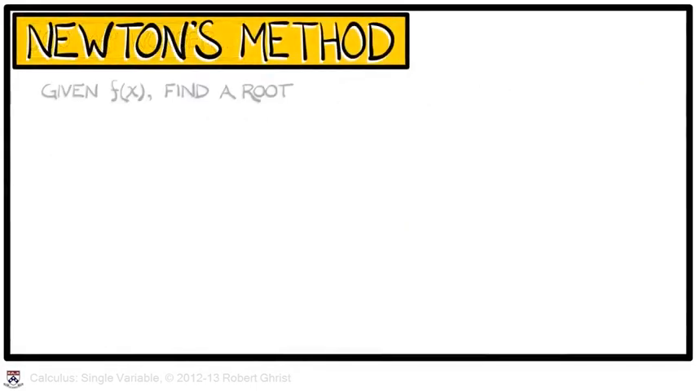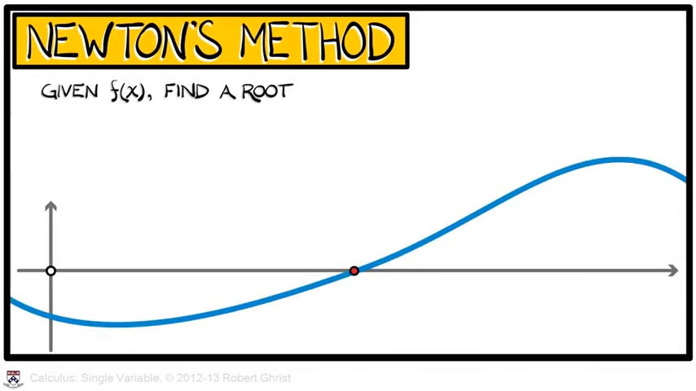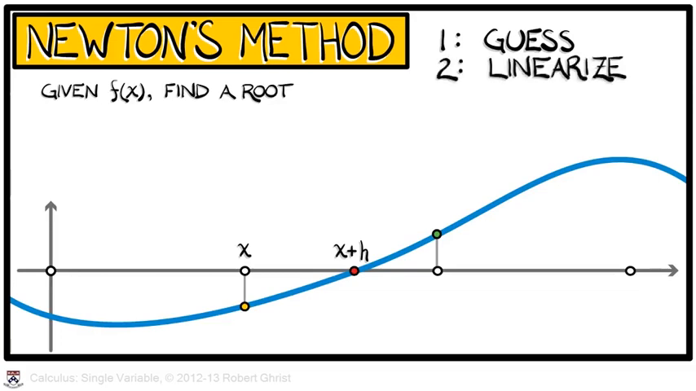Newton's method is an algorithm for finding the root of a function, f of x. The first step in this method is to guess. Pick some value, let's call it x, where we can compute the function and its derivative. Then let's say that the root is nearby at some value x plus h for some h. We're going to linearize f at x to get f at x plus h equals f of x plus f prime at x times h plus terms in big O of h squared.